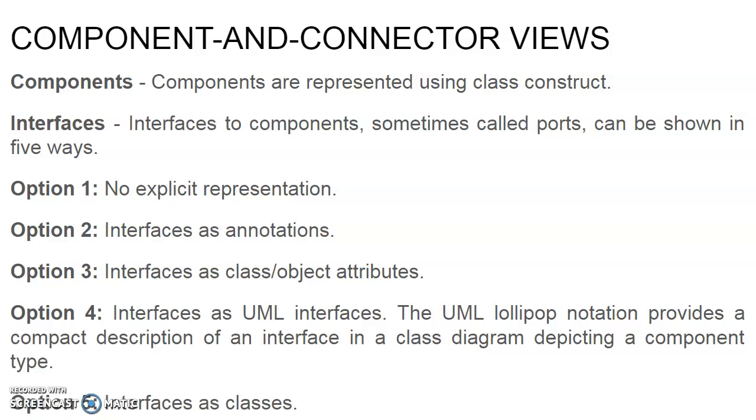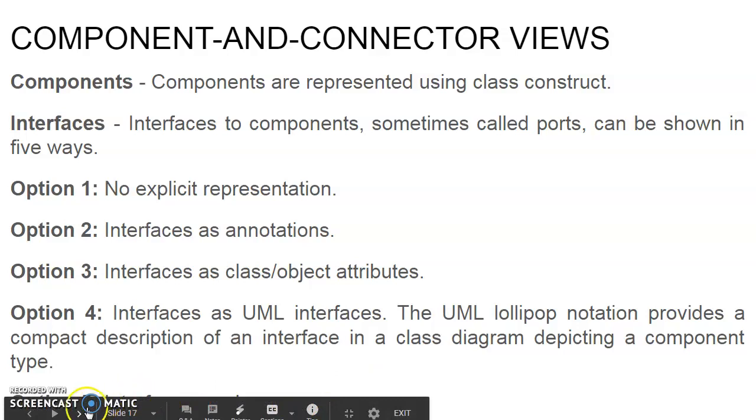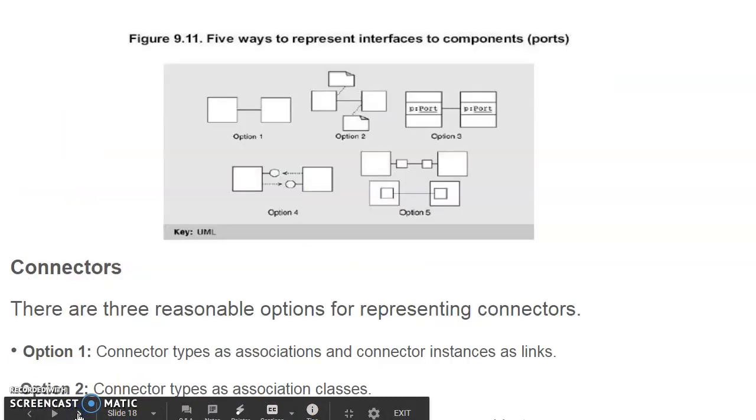So, to recap: first, no explicit representation, that is, an implicit representation for interfaces. Second, annotation used as interfaces. Third, class or object attributes used as interfaces. Fourth, UML interfaces used as interfaces. Fifth, classes used as interfaces. This will be represented here.